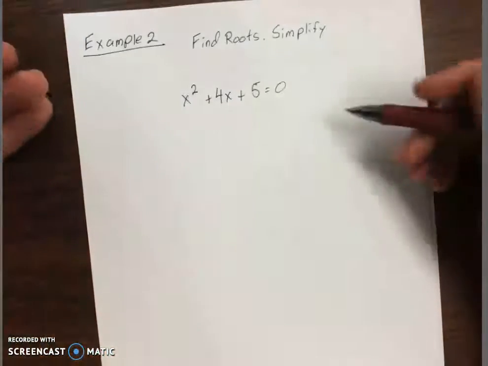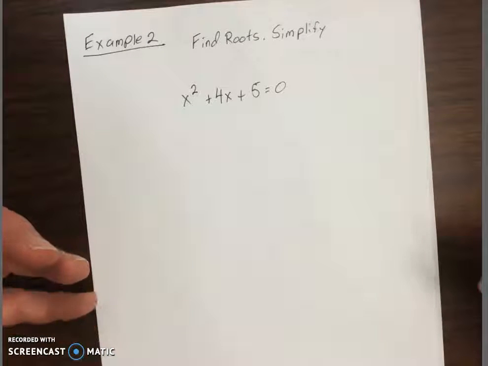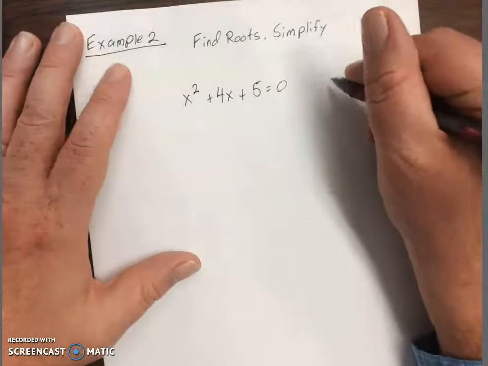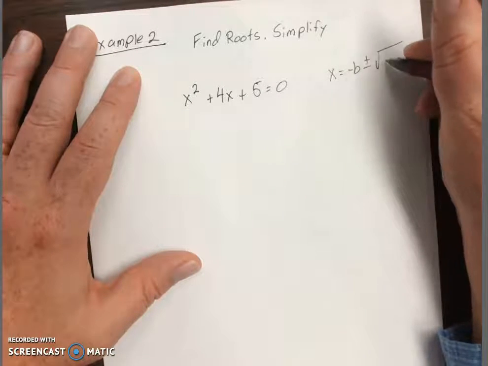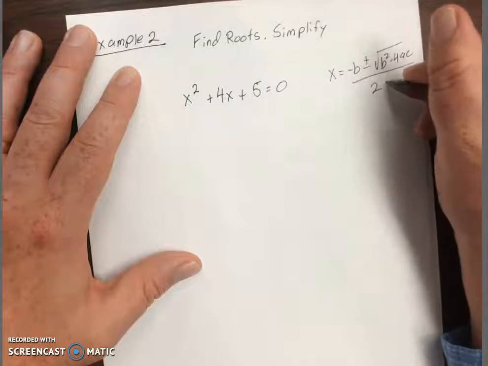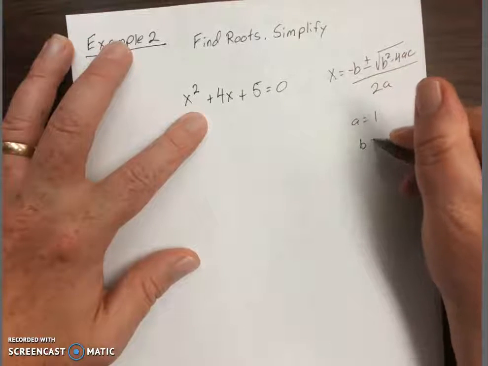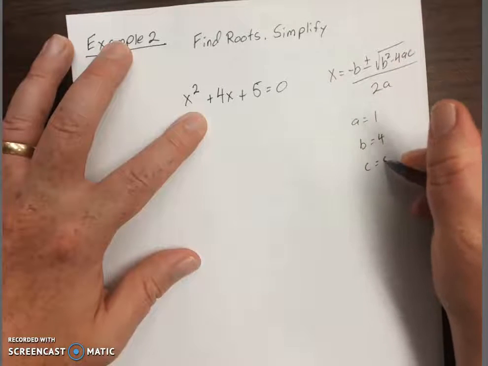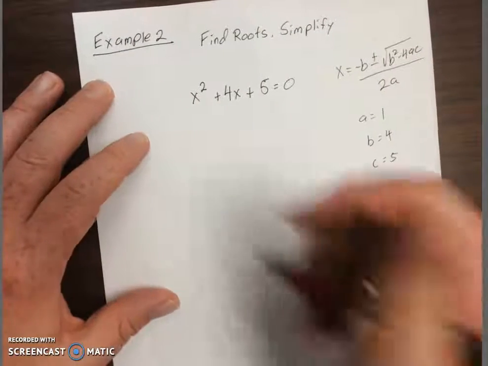Example 2, I could go to Desmos, look at this. I'm going to have imaginary roots. It doesn't show, so I'm going to have to use the quadratic formula. X equals minus b plus or minus the square root, b squared minus 4ac, and that's all over 2a. A is 1, b is 4, and c is 5. So again, I like to list things out.